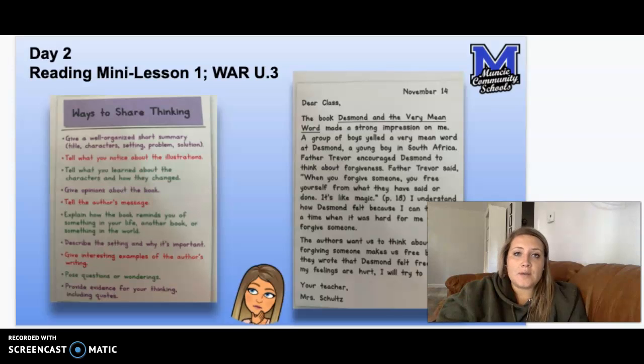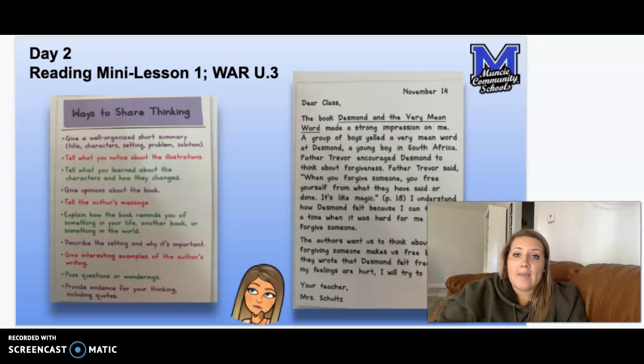Today you're going to start writing a letter about a book that you have recently read in your reader's notebook. You're going to use the chart for ideas of what to include in your writing. Remember, I want you to provide evidence for your thinking in your letter and use my letter as a model. You're going to bring your reader's notebooks back together during share time.